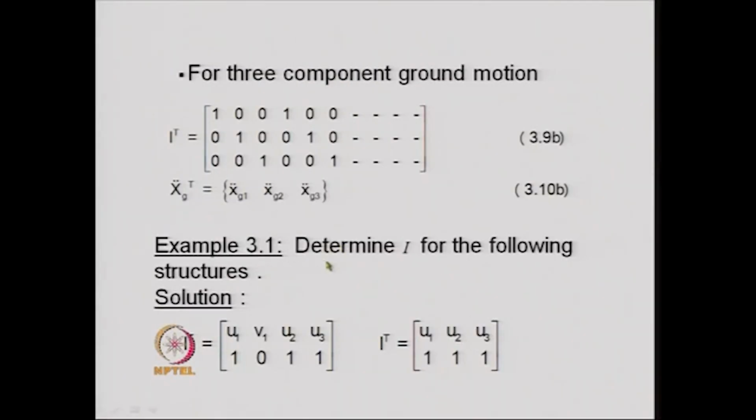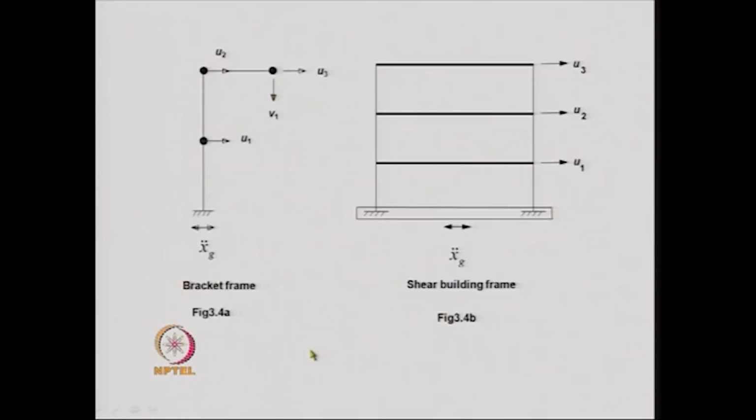Now, let us try to look at some of the example problems to illustrate how the influence coefficient vector is obtained for a single point excitation system. So, here we show 2 problems. In this problem, we have a ground acceleration in this direction, we have a mass here, and accordingly we have a degree of freedom in this direction. The second mass is over here and the degree of freedom is this. And the third mass has 2 degrees of freedom, one in this direction, other in this direction.